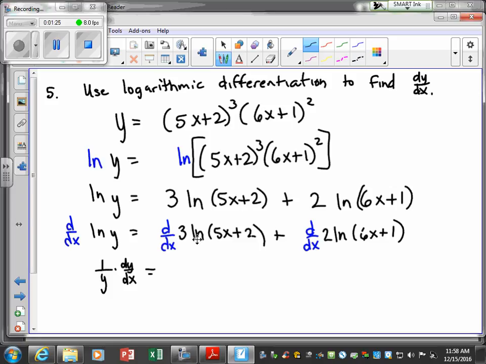Over here, we take the derivative. We just have this 3. And then we have 1 over 5x plus 2 times the derivative of the inside. What's the derivative of this term? Just 5. Good. Plus, now over here, we have that 2 times 1 over 6x plus 1. What's the derivative of that inside function using the chain rule? Just 6. Okay, so the next thing we want to do is simplify this.